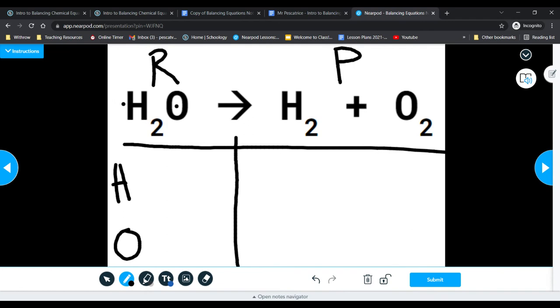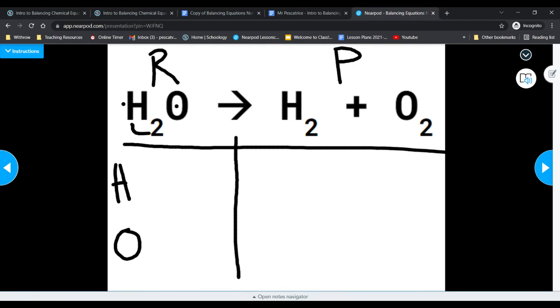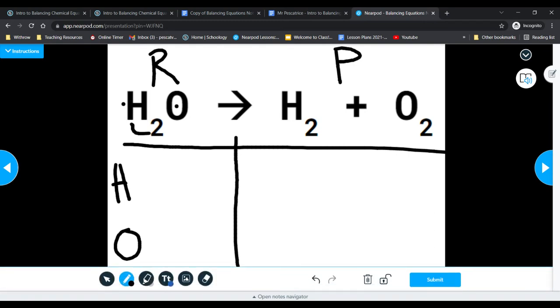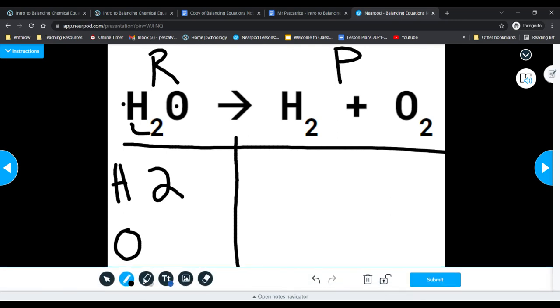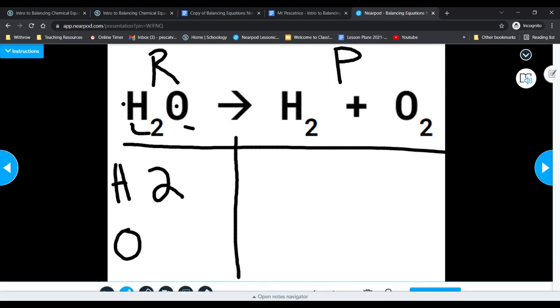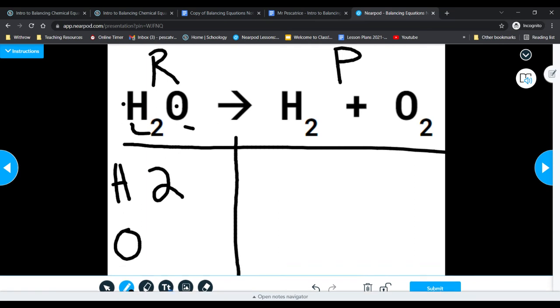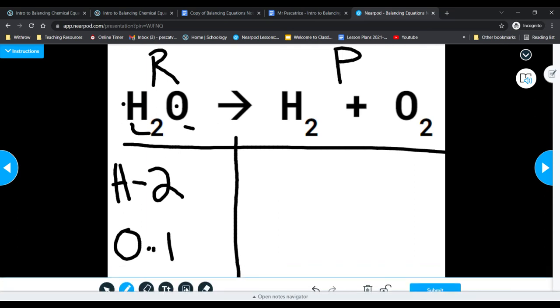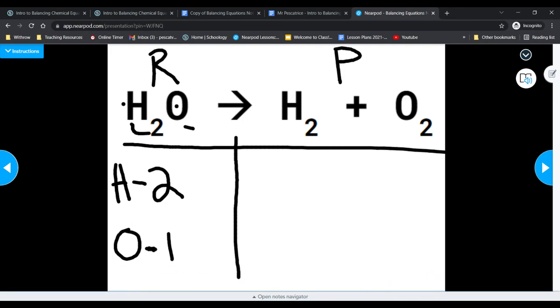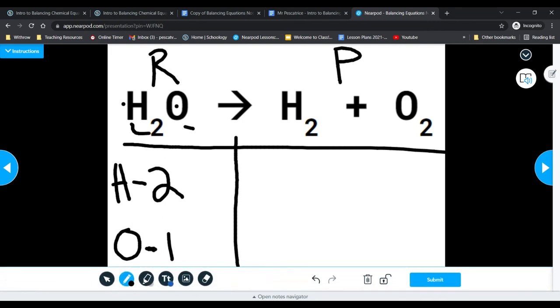Now you've got to ask yourself, how many hydrogens do I see? I see 2 because of the subscript saying that there's 2 hydrogens there, so I'm going to put a 2 here. And only 1 oxygen because there's no subscript there, which means that there's only 1 of it. So I'm just saying that there's 2 hydrogens and 1 oxygen.